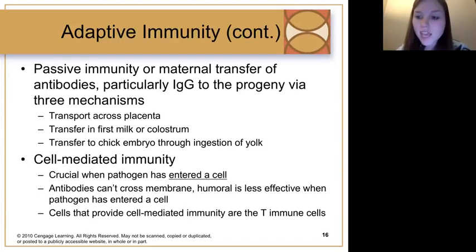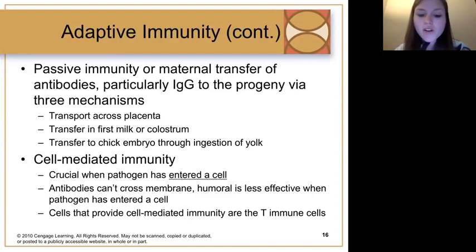So antibodies can't cross the membrane of cells. Therefore, humoral immunity is less effective once the pathogen has gotten into the cell. So those B cells are producing all of those immunoglobulins, all those antibodies, but if that pathogen gets into the cell, those antibodies can't follow it into the cell. And so something has to be in place within the cell to then take over from there. Does that make sense?